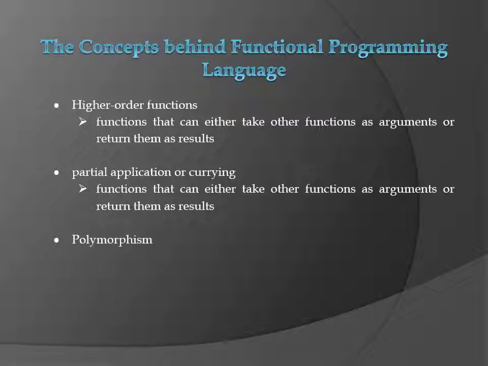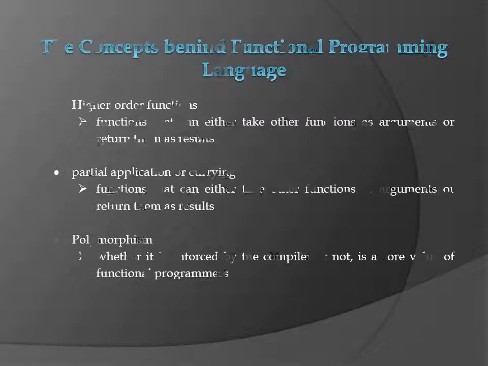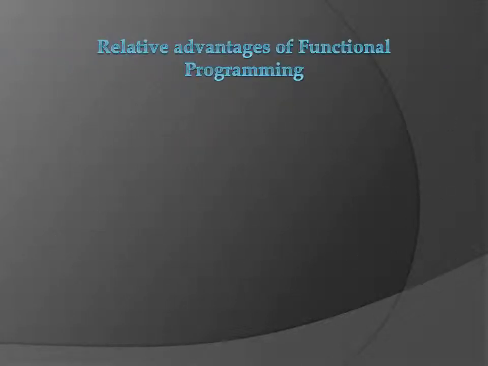Another one is polymorphism, whether it is enforced by the compiler or not, is a core value of functional programmers. Confusingly, C++ programmers call this concept generic programming. I will compile some practical advantages of functional programming now.